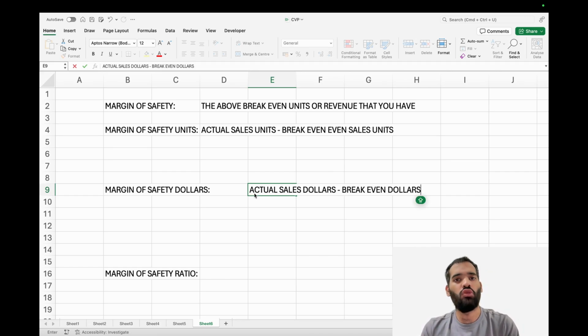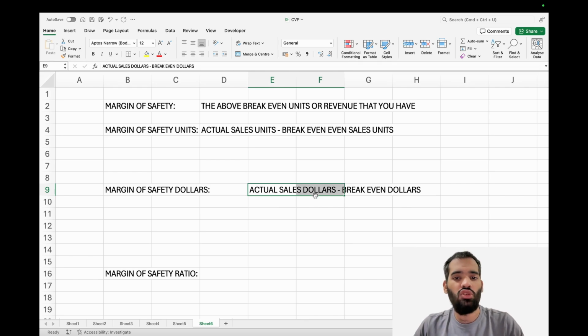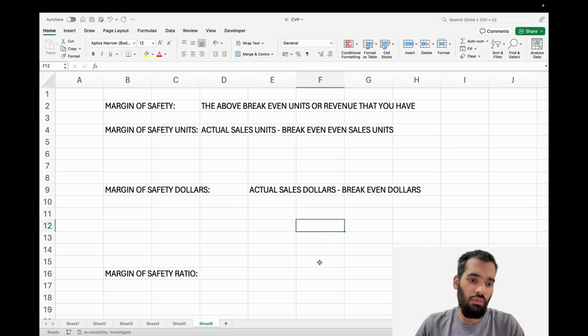And I hope by now you know that by dollars we mean revenue, right? How much dollar revenue you are generating. So of course, again, if actual sales dollars is not provided in the question, you'll use the budgeted sales revenue, which of course has to be provided at least for you to be able to solve these types of questions.